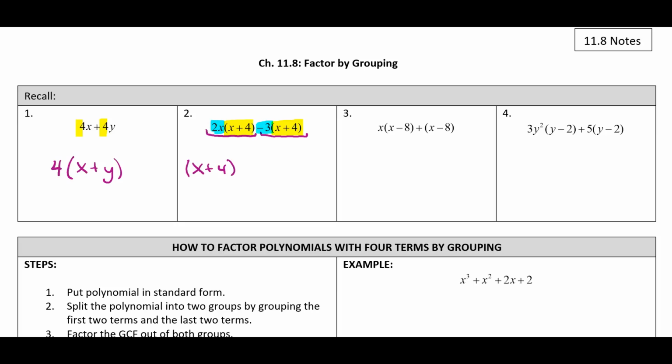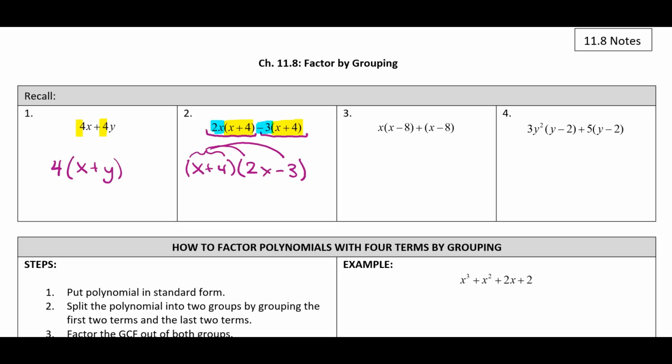So in our second parenthesis, we're going to have 2x minus 3. And if I was to write this back, x plus 4 times 2x would be 2x times x plus 4. And if I was to take this entire thing and distribute it back to the negative 3, I would have negative 3 times x plus 4.